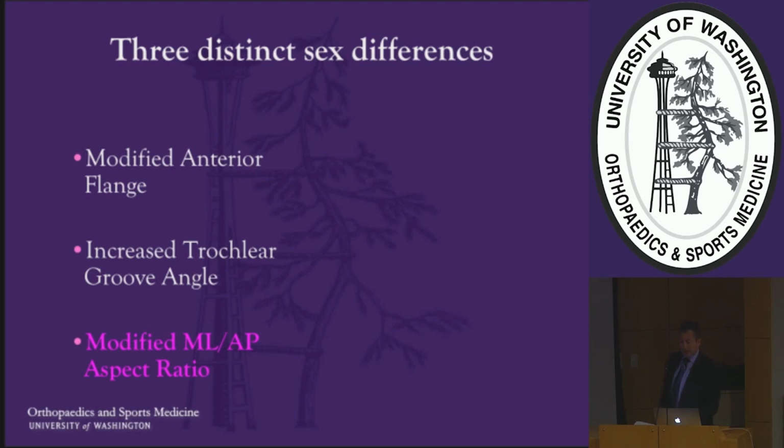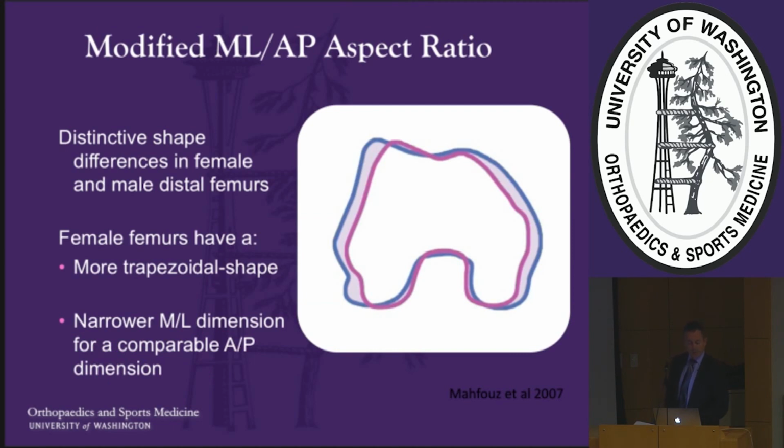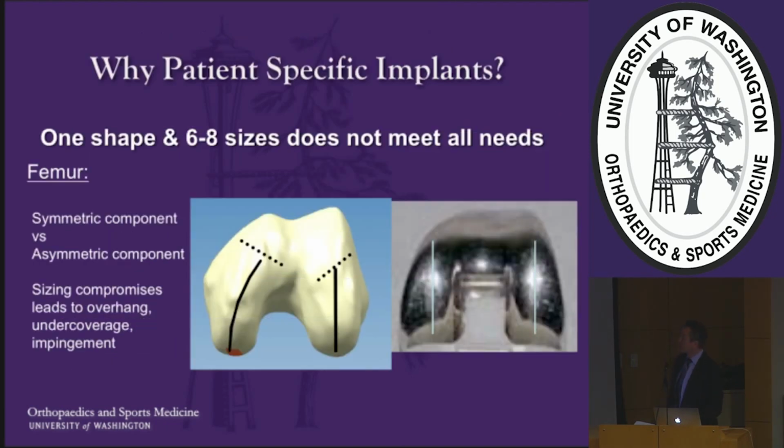And then lastly, women tend to have a modified or different ratio between the front to back versus the side to side ratio. And typically what you find is that female femurs have a more trapezoidal shape. They are slightly narrower side to side for a comparable front to back dimension. And as a result, if you take the same implant and put that into a woman's knee, it's going to overhang. So why patient-specific implants?